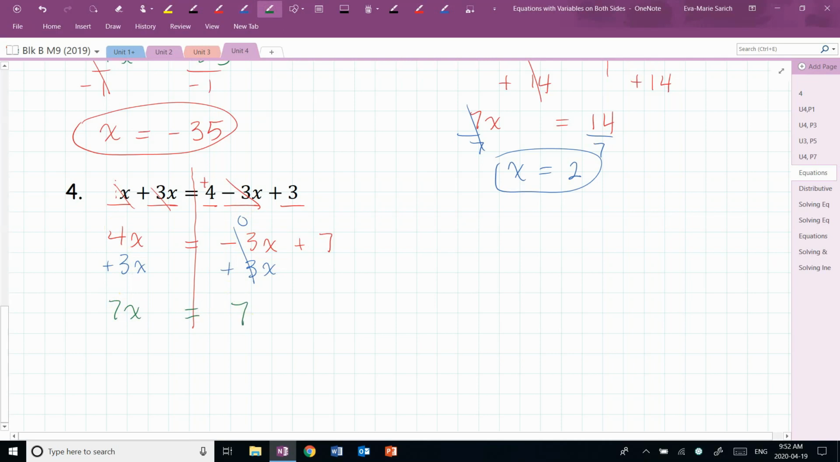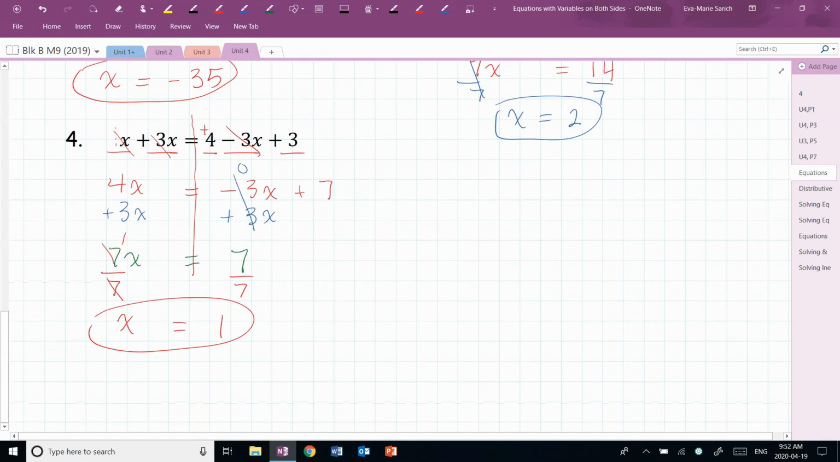You can put the positive sign if you wish, but you don't have to. Now, 7 times x, we need to get rid of that 7 by doing the opposite, which is divide by the same number, which is 7. And 7 divided by 7 gives you 1x, or x, and 7 divided by 7 gives you 1. We just solved it.